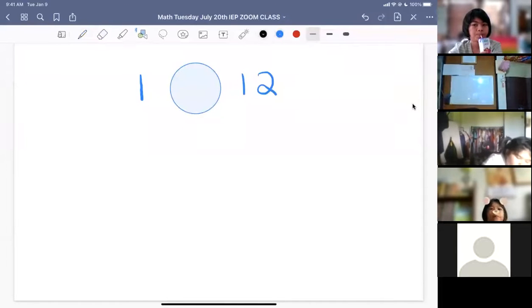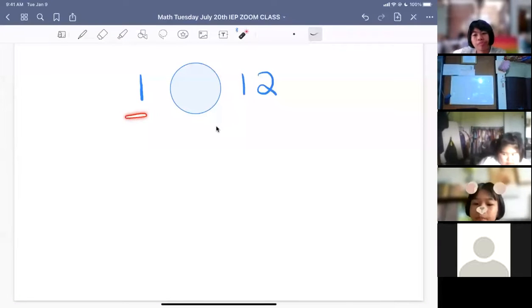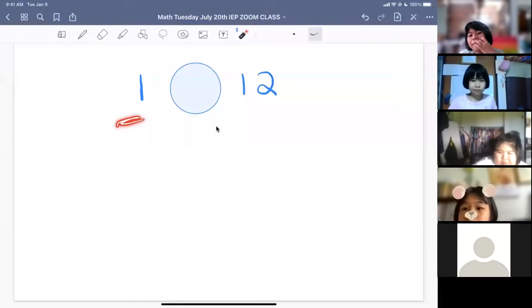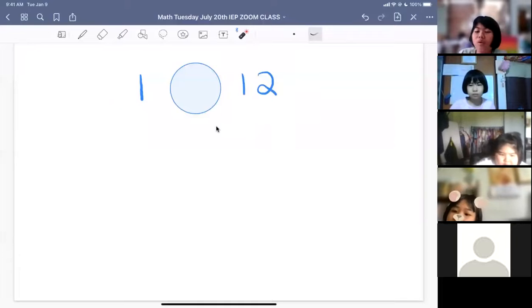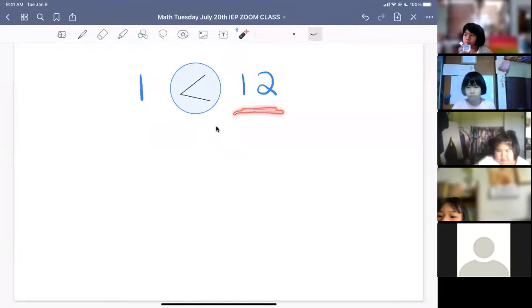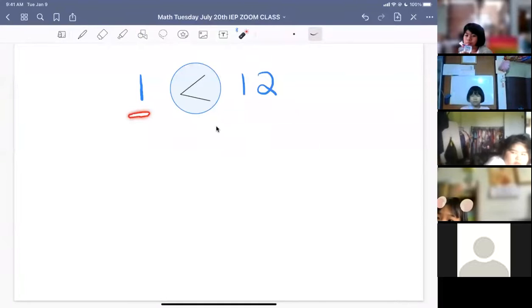Okay, so what should I write in the middle? Which one is bigger, 1 or 12? 12 is bigger, so we're going to open the mouth to that side, because 12 is bigger. This only has a 1's place, and this has a 10's place.